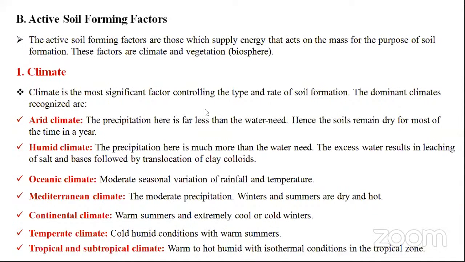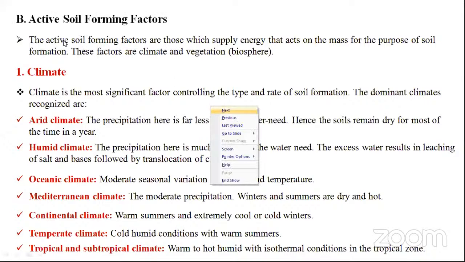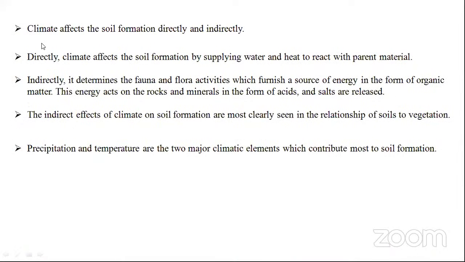This, regarding the climatic conditions and climate, I already explained for reading purposes. It affects directly or indirectly. Directly, it supplies the water and also heat to react with the parent material. Indirectly, when the moisture is supplied, what will happen? Flora and fauna, microorganisms, all animals will flourish on the soil by using the energy source. They will produce some organic matter and act upon the rock and minerals. They release some salts. Everything will happen. So the climate will act both indirectly and directly.